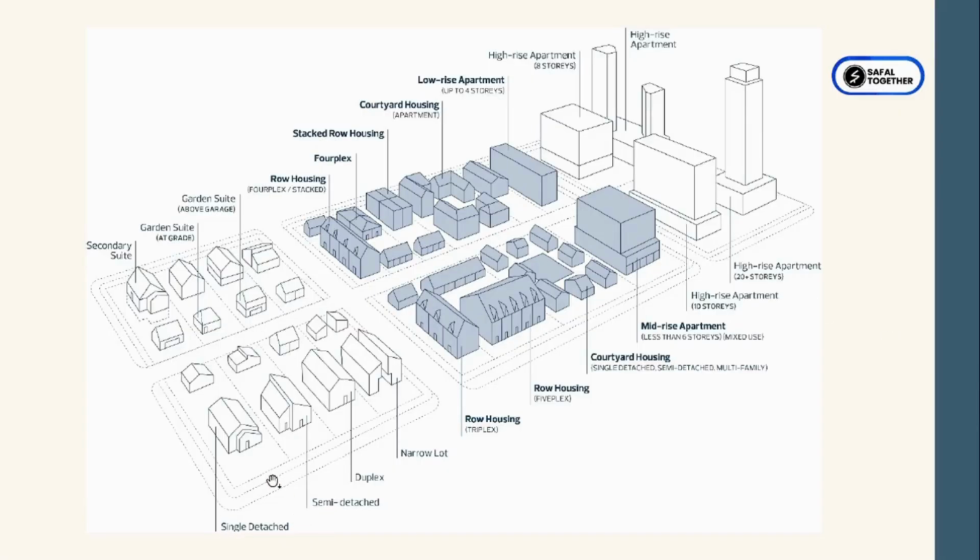Okay, so we have single detached, we have semi-detached, duplex, and a narrow lot. This is not a very common Indian example. Then we have row houses, and row housing may have two or more units. This is a triplex, which is a 3-unit row house. This is a 4plex, which is a 4-unit row house. This is a 5-unit row house. We have courtyard houses with single, detached, semi-detached, or multi-family. We have mid-rise apartments, high-rise apartments, high-rise apartments on plinths or podiums. We have low-rise apartments, which is up to 4 stories. And then we also have stacked row houses. These are all common housing typologies that we see on a day-to-day basis.